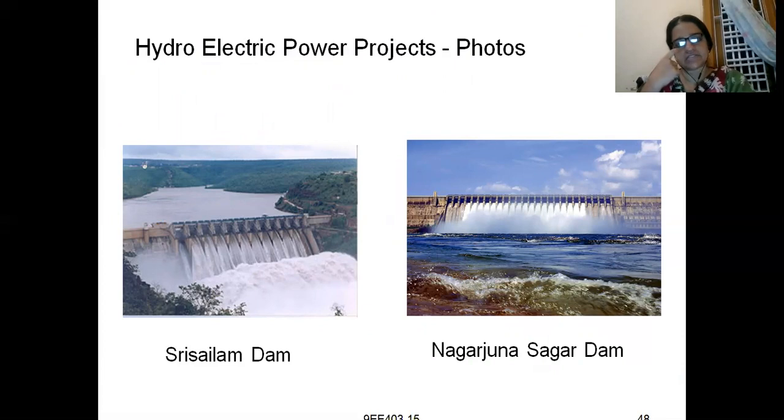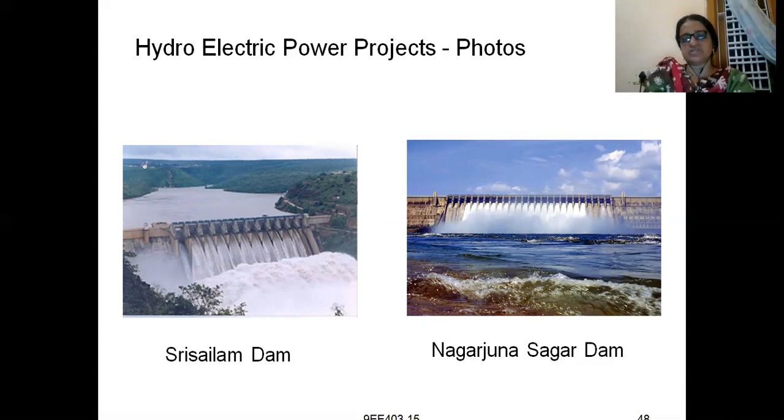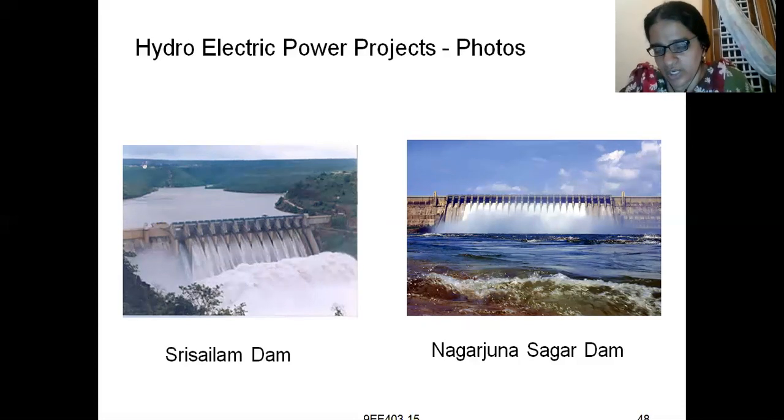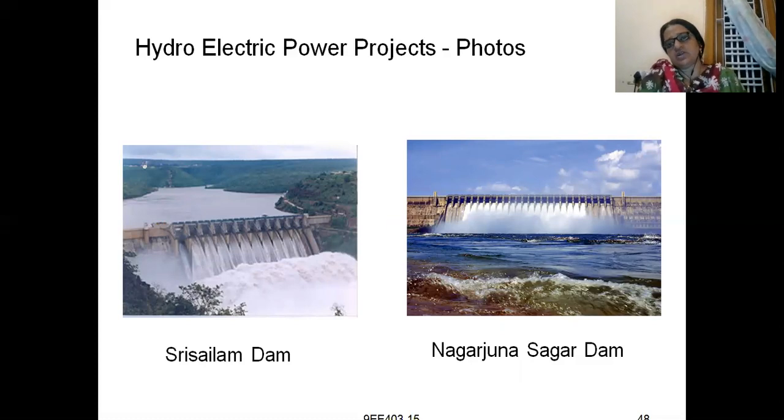There are 8 gates. You can also call a gate a spillway. What does spillway mean? Whenever the water level inside the dam reaches its maximum, if you store more water than that, there are chances that the dam will not be able to bear the water above the maximum level, and your dam might face an issue or might collapse.